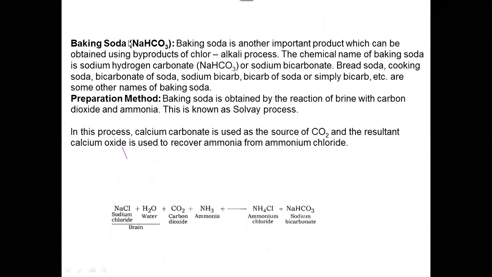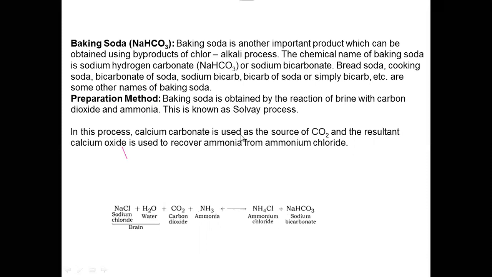Then next salt is baking soda. It is NaHCO3. Another important product can be obtained as a byproduct of the chloralkali process. The chemical name of baking soda is sodium hydrogen carbonate, having formula NaHCO3, also called sodium bicarbonate. It is bread soda, also called cooking soda or bicarbonate of soda, sodium bicarb, or bicarb of soda, or simply bicarb. So these are the different names. Remember all these names for baking soda.